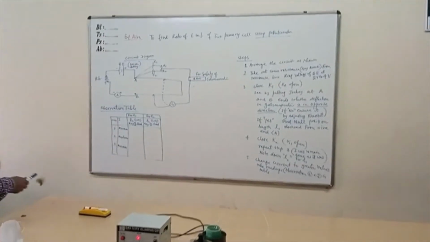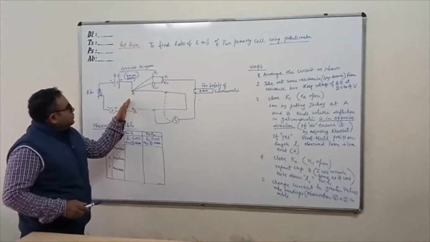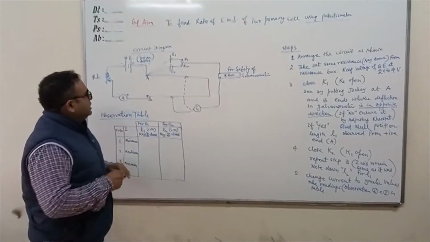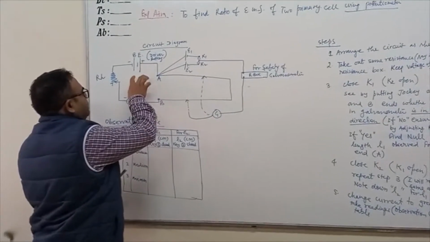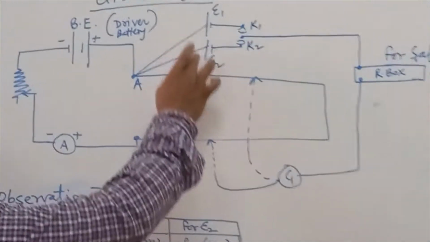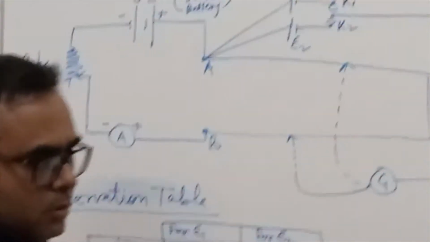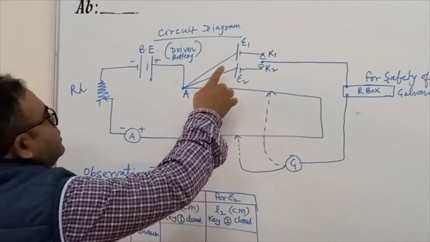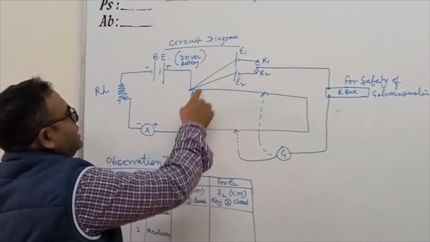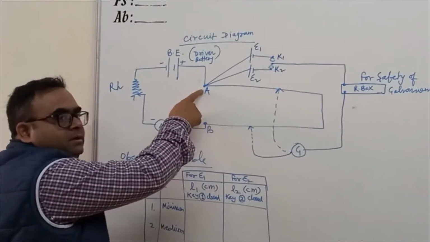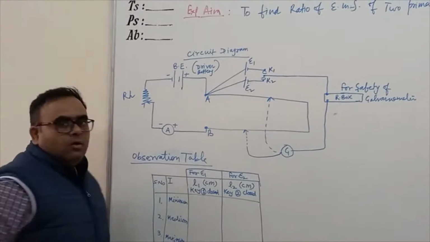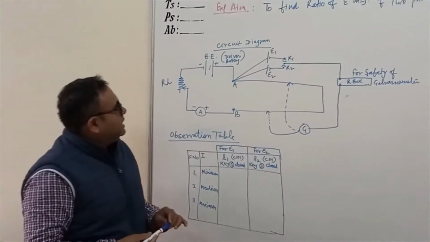So if we see the circuit diagram here, first of all, there are three cells, one battery, and these two are primary cells. One key point is here that all the positive terminals are connected at one place, that is A. So at the A end, all the positive terminals are connected.